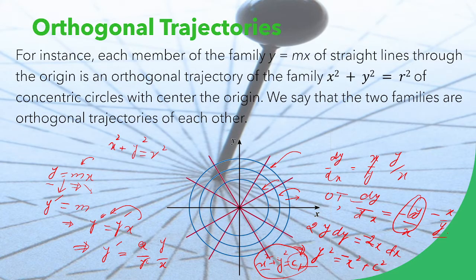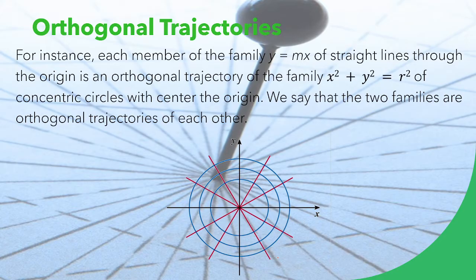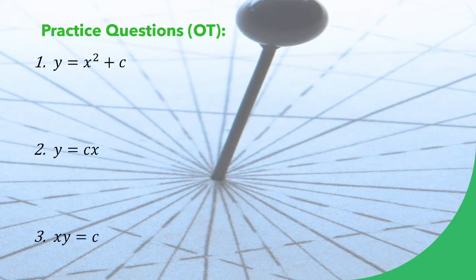Okay, so let me do some practice questions now. The first question is saying y is equal to x square plus c. So we want to find the orthogonal trajectories for this function or this family of curves. So we first find y dash. So y dash will be 2x, and then we have plus 0, since the derivative of c is 0, or we could write that y dash is equal to 2x. Now this is a differential equation which is representing this family of curves.